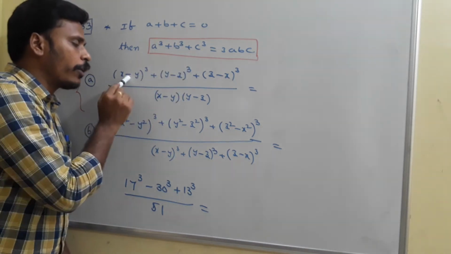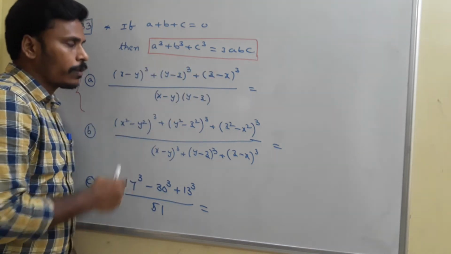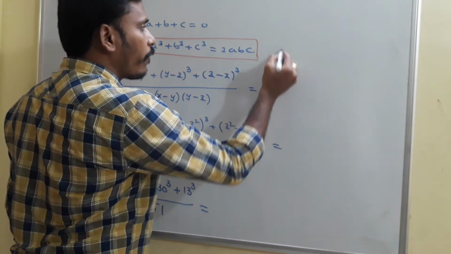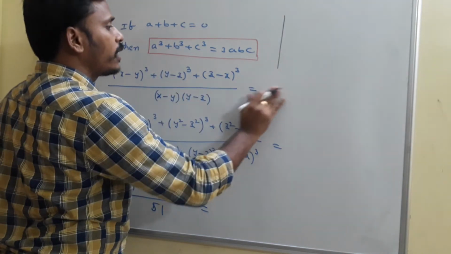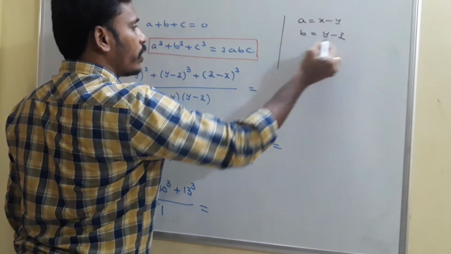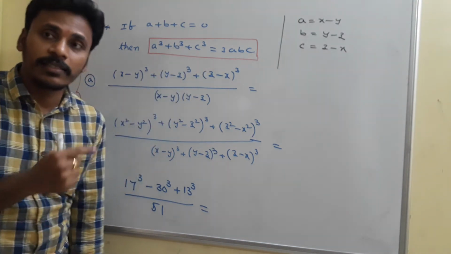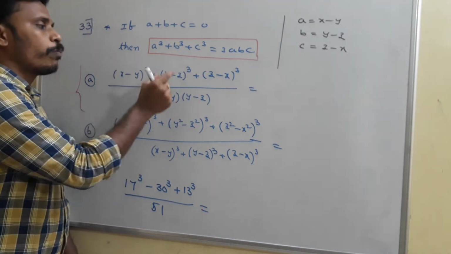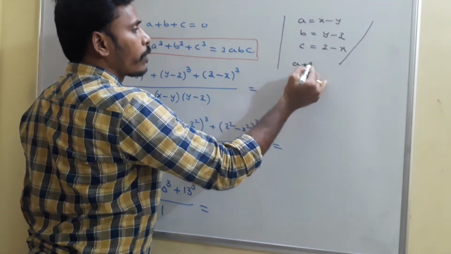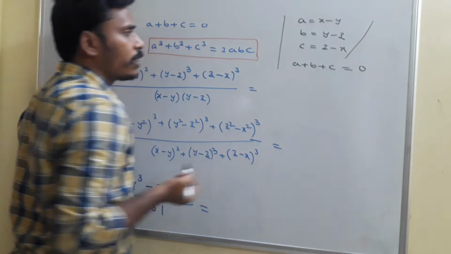Here for the first problem, in the numerator there are three terms with cubes, so treat them like a cube, b cube and c cube. And what is a? x minus y. So for the numerator only, a value is x minus y, b value is y minus z and c value is z minus x. If you treat these as a, b, c, first of all just think about the sum of these three numbers. What do you say about this a plus b plus c? Clearly here a plus b plus c is 0, right?